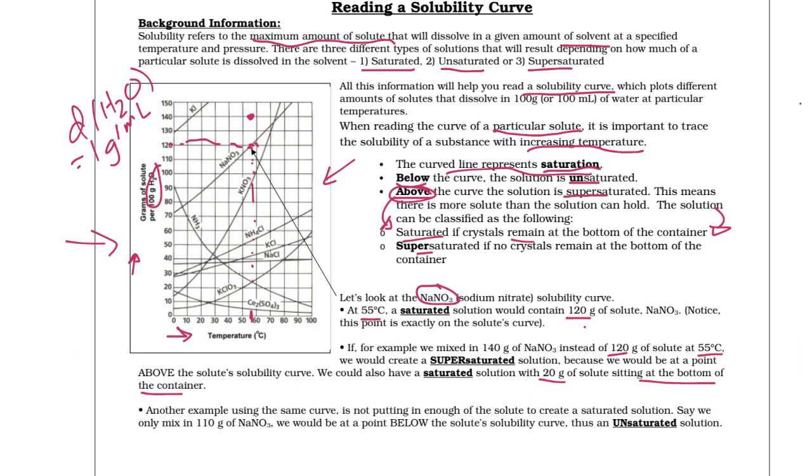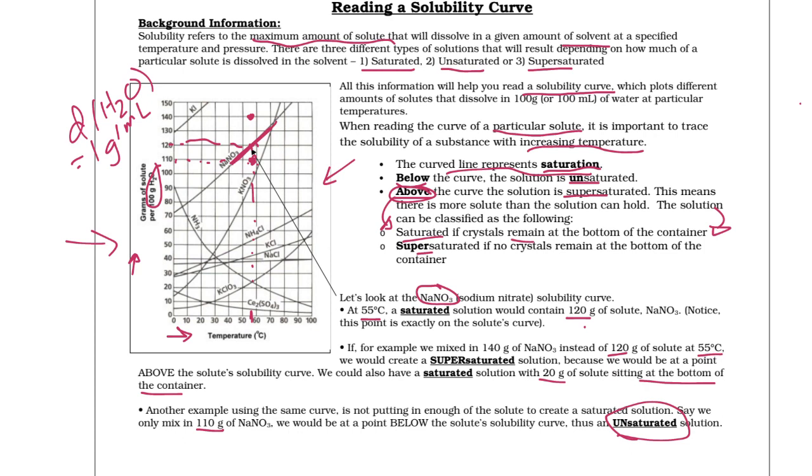Another example using the same curve is not putting enough solute in. So if we only mix 110 grams of sodium nitrate, so we're going to come down to sodium nitrate here, and 110 grams at 55 degrees C, we can see that we are below the curved line. And that tells us that it is going to dissolve and that this will be an unsaturated solution.